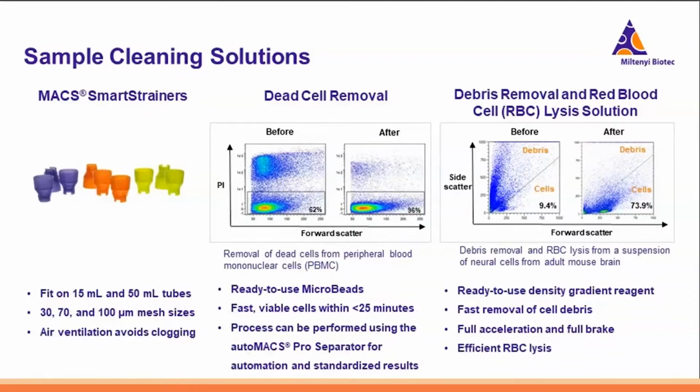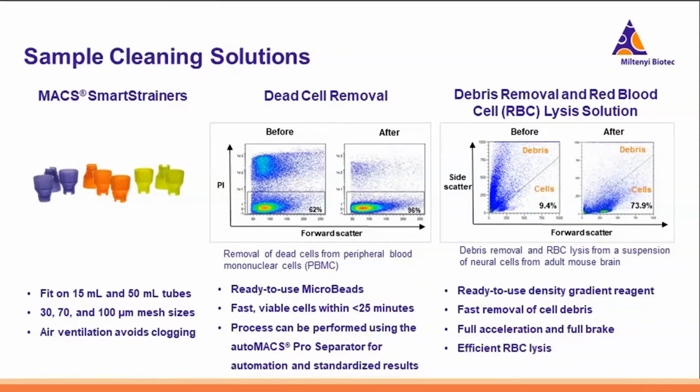Dead cells can be efficiently removed using the Dead Cell Removal Kit, which consists of ready-to-use microbeads. It is a fast and straightforward solution to increase the frequency of viable cells that can also be performed automated using the autoMACS Pro Separator. The dot plots shown in the middle of the slide show an example of the removal of dead cells from a PBMC cell suspension that originally contained only 60% of viable cells, and after dead cell removal, it was possible to increase the viability to over 95%.